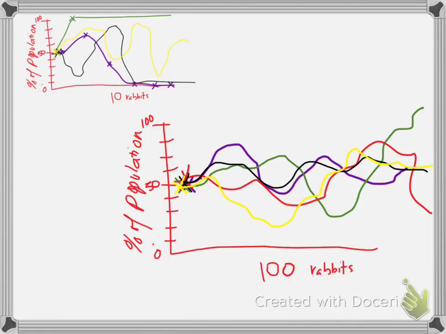But we tend to see less of it. We tend to see things staying more approximating the percentage that we had to start with.